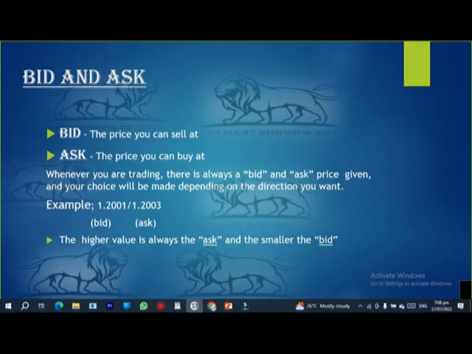Whenever you are trading, there is always a bid and then ask price given, and your choice will be made depending on the direction you want. For example, we have 1.2001/1.2003. So the bid price is 1.2001, and the ask price is 1.2003. Why? The higher value is always the ask price. Please take note of that.